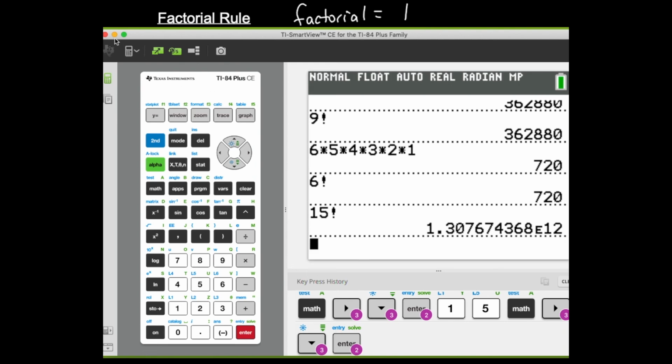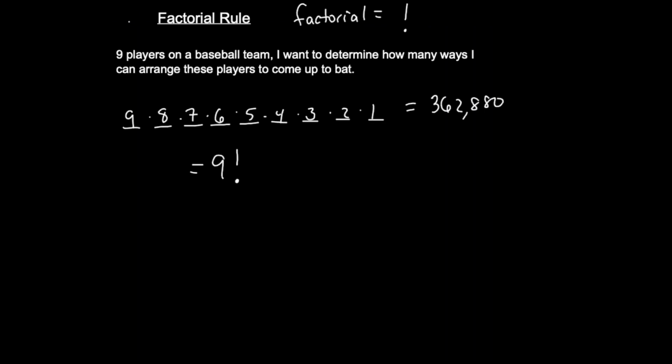So the factorial, that symbol in mathematics, that exclamation point, is called the factorial symbol. It follows a specific pattern where whatever number is in front of that exclamation point, you take this number and multiply it by all the numbers down to 1, descending by 1. So 20 factorial is 20 times 19 times 18 times 17 times 16, and so on. Okay?